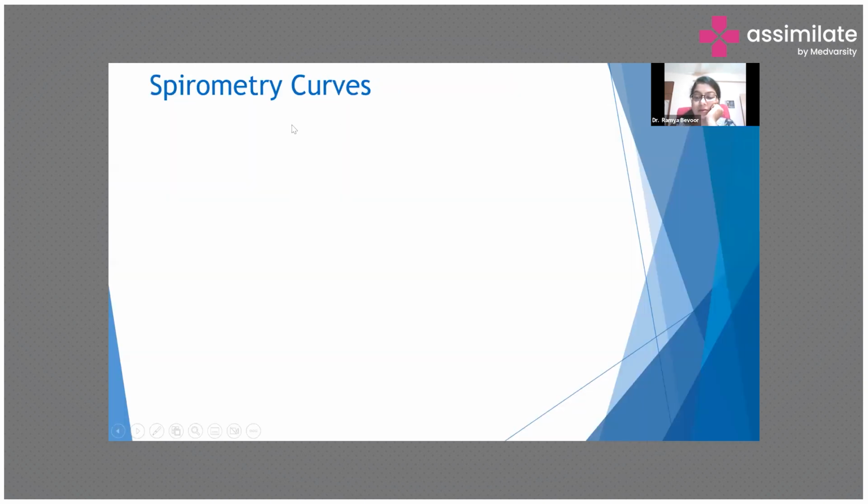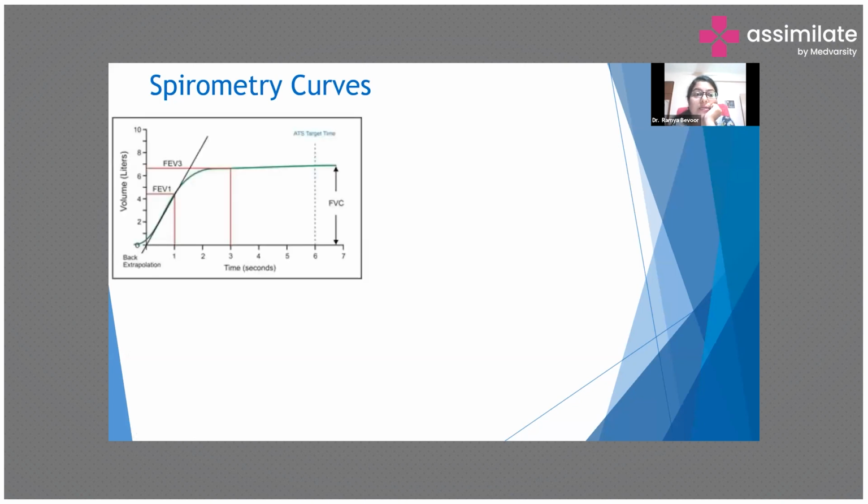Also we have something called spirometry curves. So is this a normal curve or an abnormal curve? Any ideas? Yes, Nurul has said that this is a normal curve. When you look at a spirometry curve, we have the FEV1, which is the air expired in the first second. And then by FEV3, it reaches almost 100%. And you have the total forced vital capacity as well.